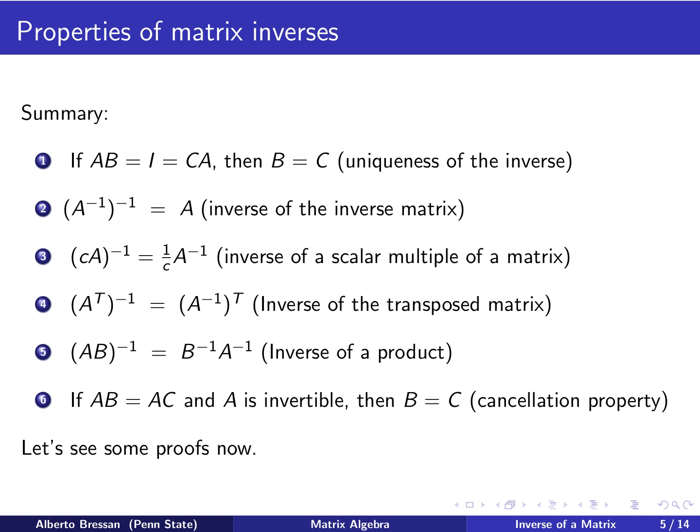So the first one is uniqueness of the inverse, and the second one, the inverse of the inverse, and the third one, inverse of scalar multiples, and the fourth one, inverse related with the transposed matrix, and then the fifth is inverse of a product, and then the sixth is called the cancellation property. Probably you can't just bluntly remember all of these, and we will repeat each property and provide a proof for it. Okay, so let's continue.